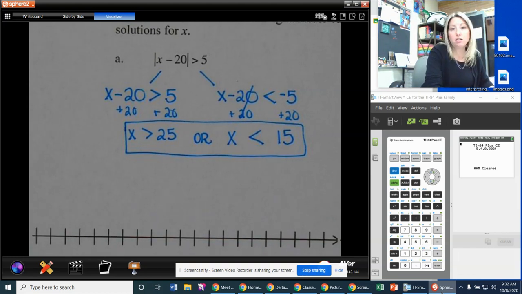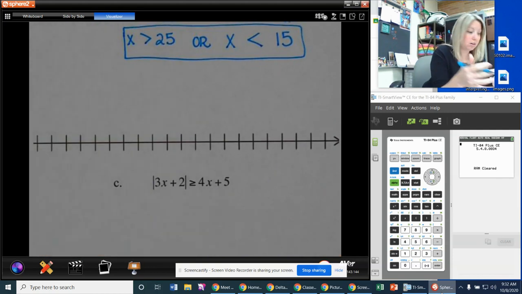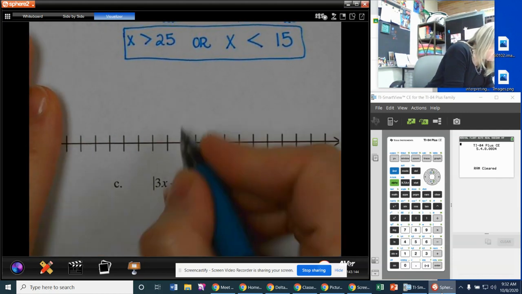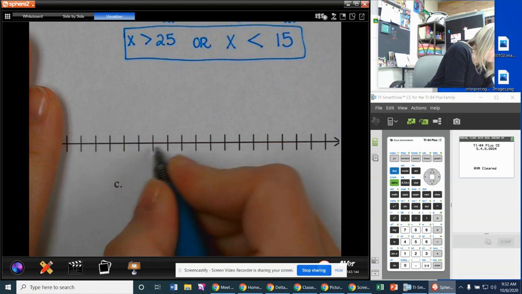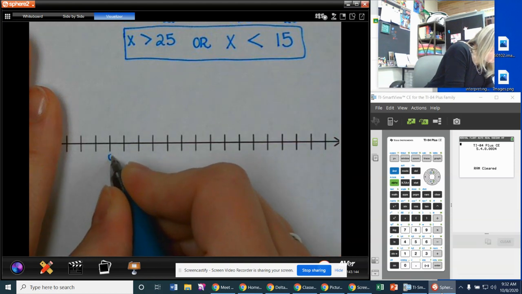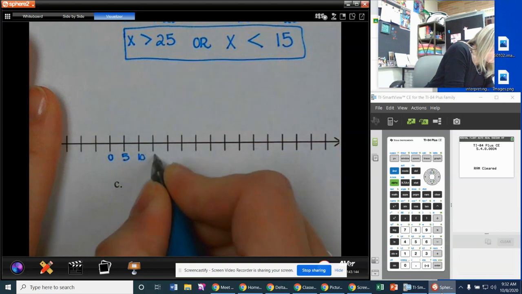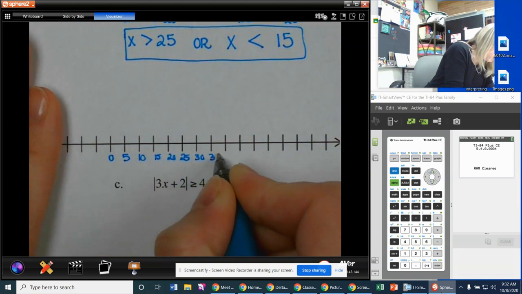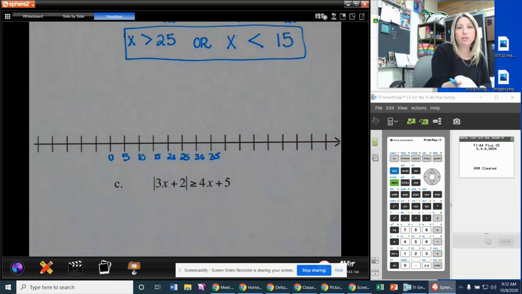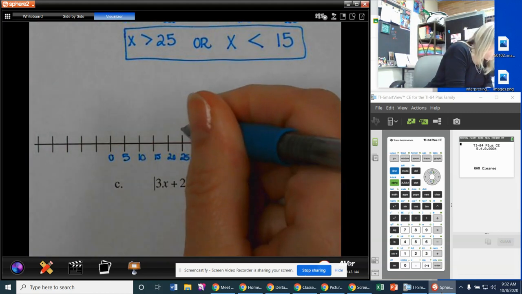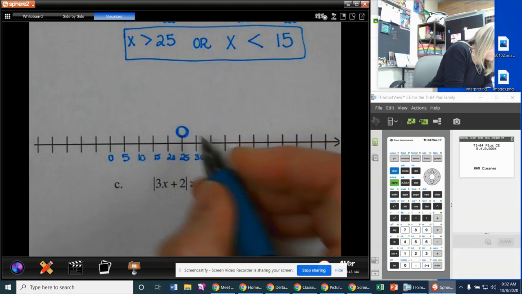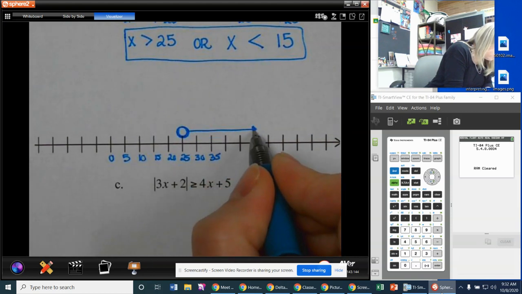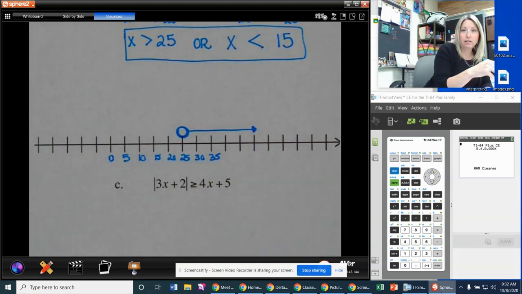Now remember, I get to scale my own number line, so it's here, and I've got all my hash marks, and it's scaled. I'm just going to go by fives, right? So I'll do 0, 5, 10, 15, 20, 25, 30, 35. So I got a couple numbers on there. I'm scaling it myself. So here's my 25, and x is greater than 25.